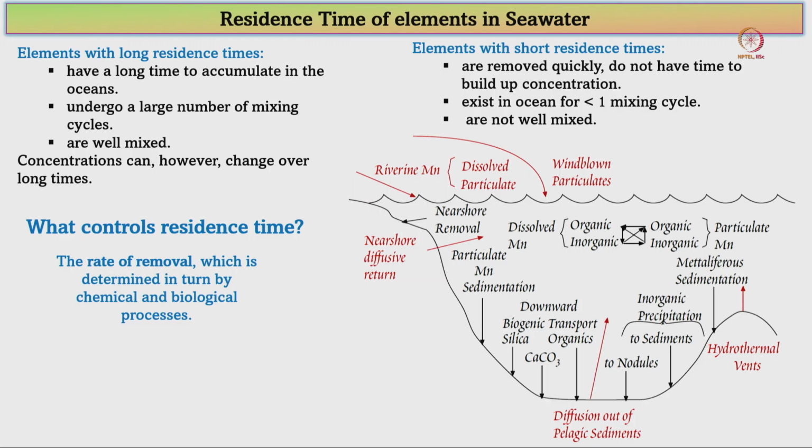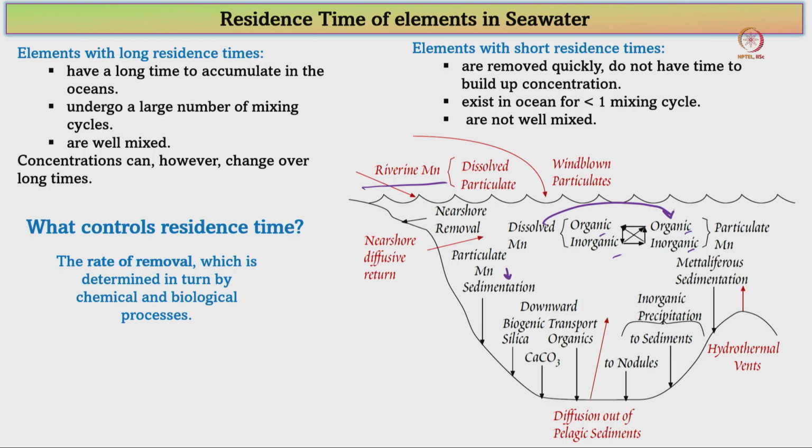Similarly, here is a process shown for manganese. The riverine manganese is coming, getting into the ocean water. There are some near-shore diffusive removal processes. Then there is dissolved manganese, and the dissolved and the particulate manganese are continuously exchanging between the organic and the inorganic phases. There is some particulate manganese sedimentation.